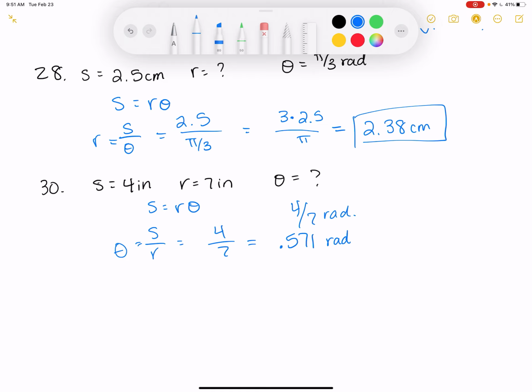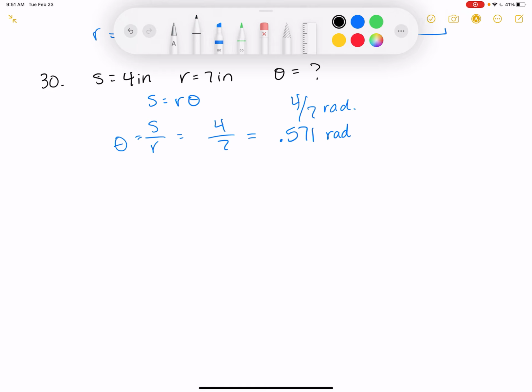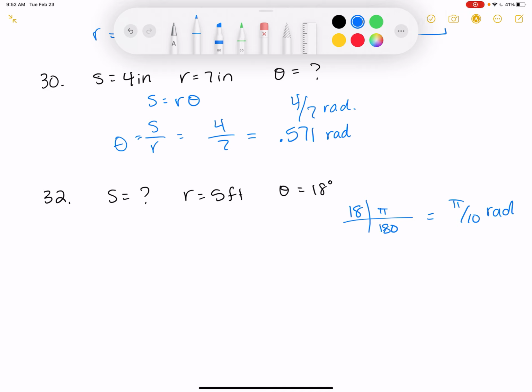All right, one more, and then I'll give you your problems. 32, we don't know S. R is 5 feet, and theta is 18 degrees. So what do I do here? You gotta convert first. Yep, so I need to convert. Pi over 10. So pi over 10 is now my radian value.